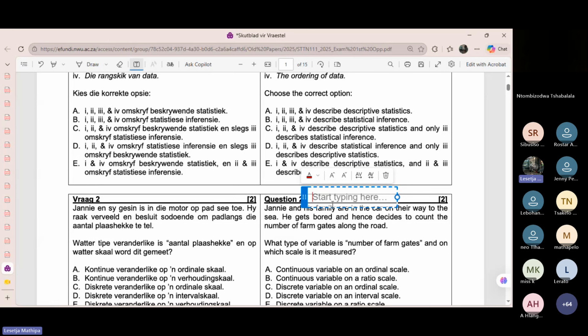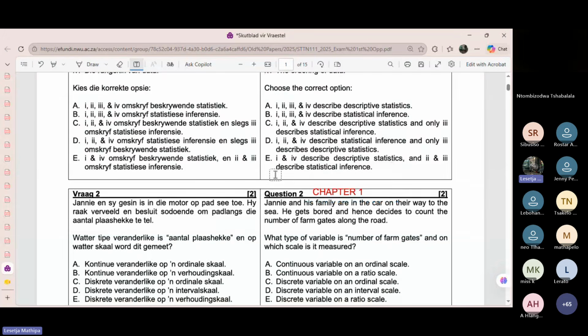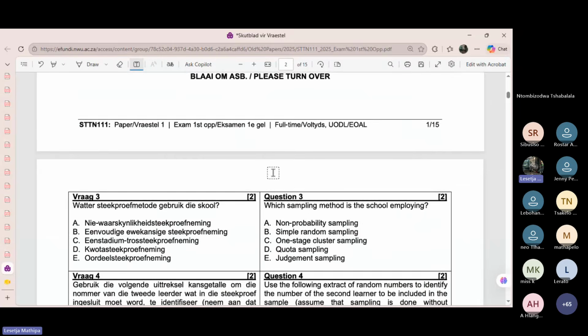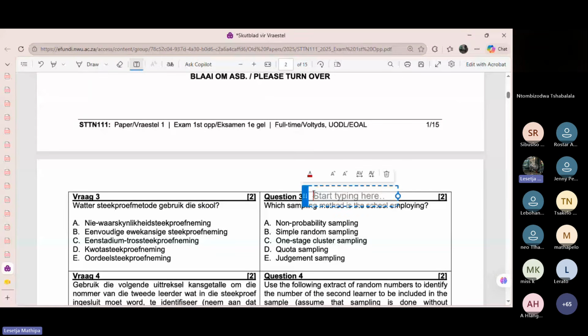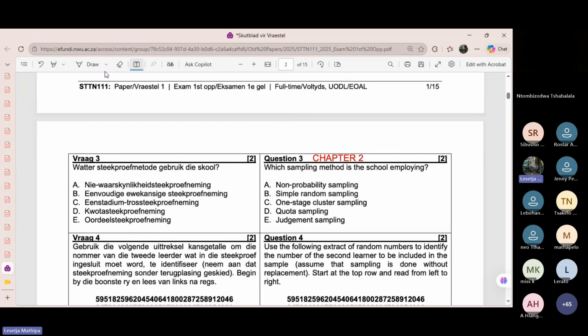So this one also is based on chapter 1. On our side, we'll focus more on the ones that are calculations. Then this one is chapter 1. And then this one is chapter 2. Question 3 is based on chapter 2. And if you want this document, please let me know. No, the one that's to edit.